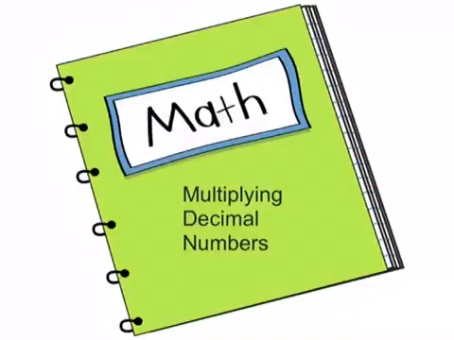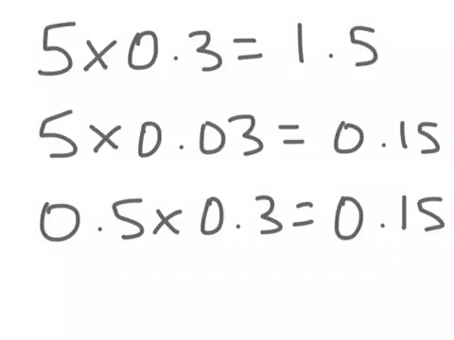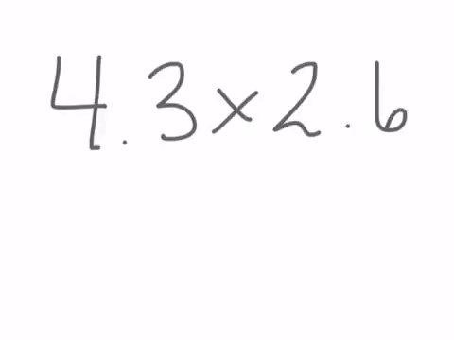This video will explain how to multiply more complex decimal numbers. Let's have a look at what we already know. We know that 5 times 3/10 equals 15/10. We also know that 5 times 3/100 equals 15/100. And we know that 5/10 times 3/10 equals 15/100. Let's use that information to multiply 4 3/10 times 2 6/10.